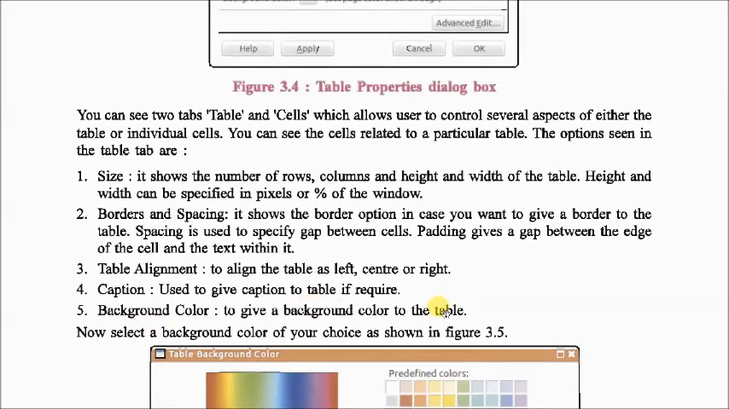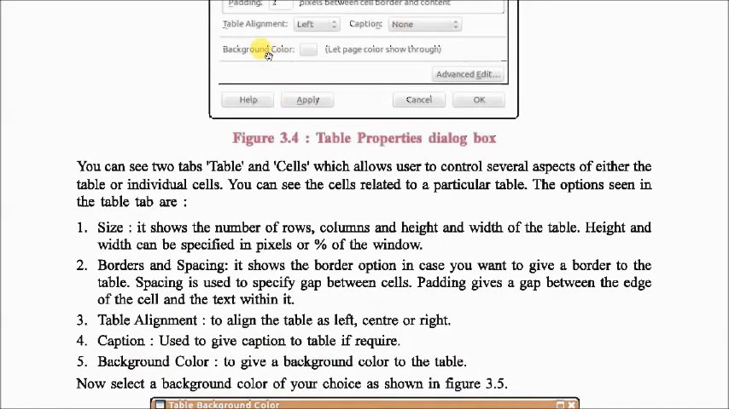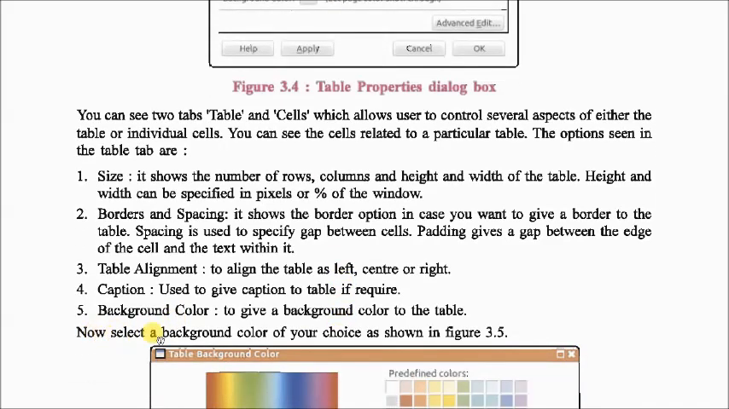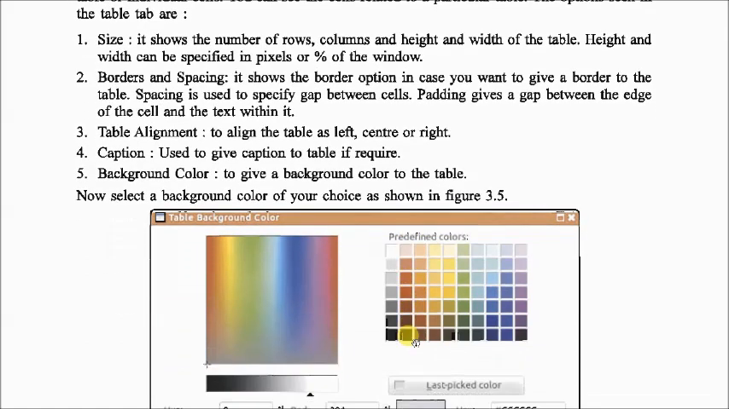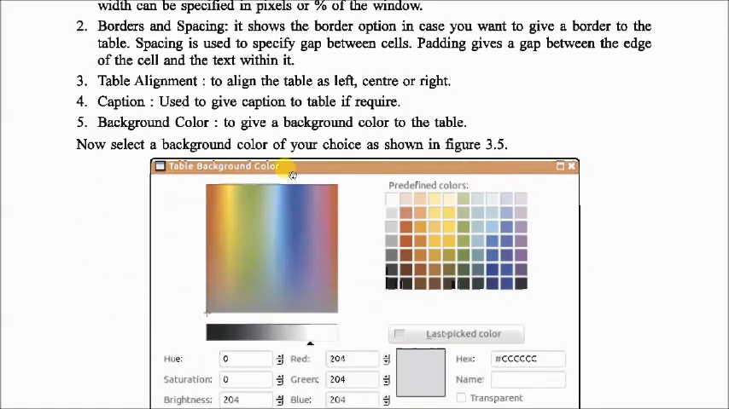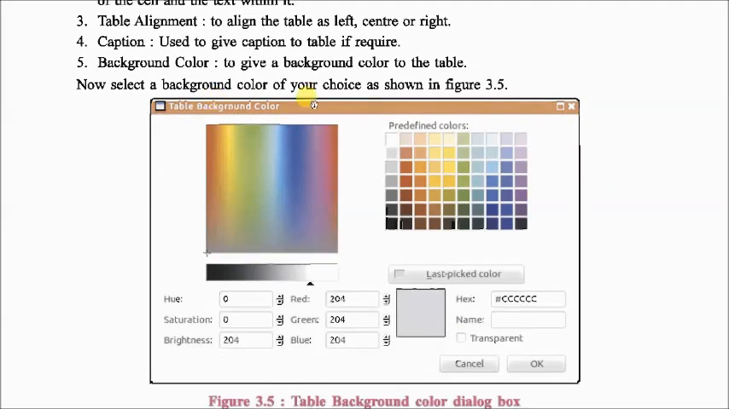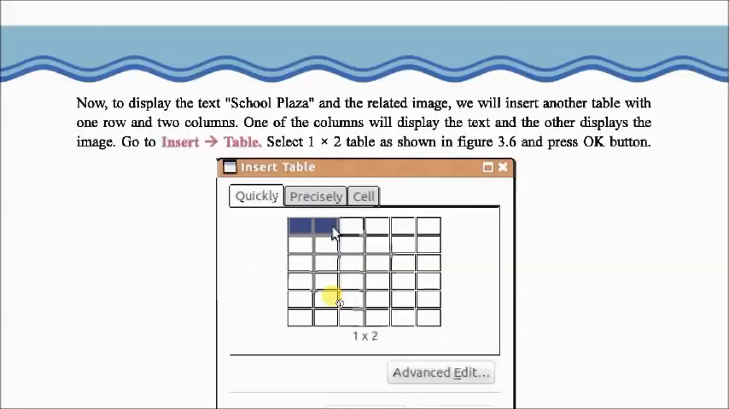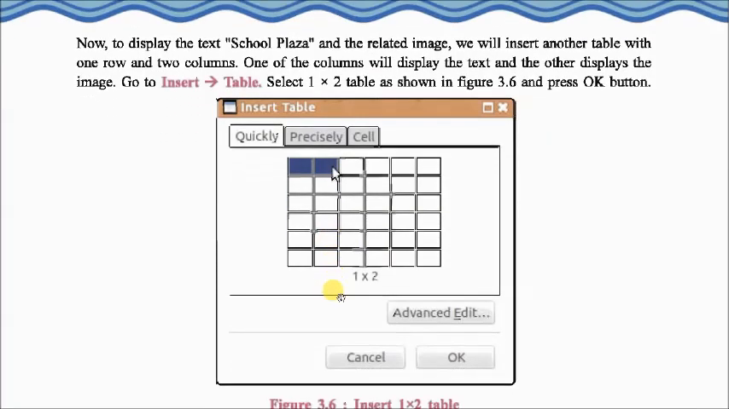Now background color, to give a background color to the table, you can select here. Select a background color of your choice as shown in figure 3.5. Here the table background color dialog box is there. You can choose the color according to your requirement and click the OK button to apply the color.